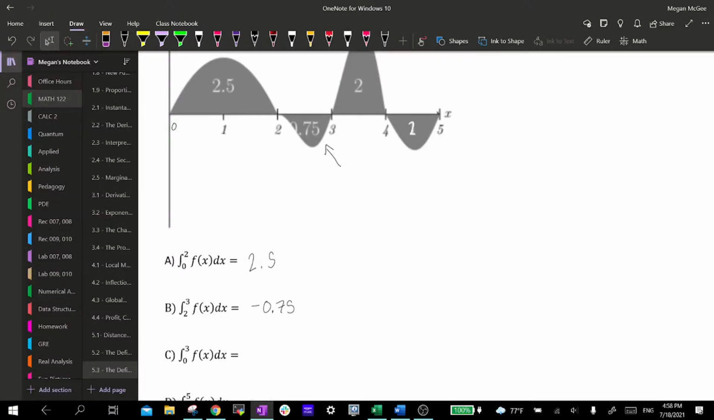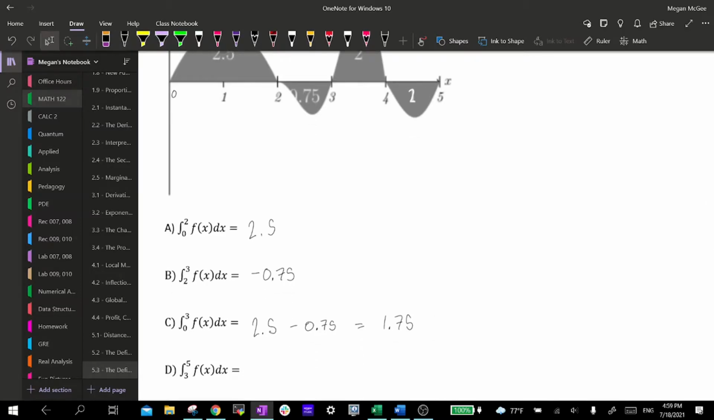Part C asks us what's the total area from 0 all the way to 3. So we need to count the area from 0 to 2, which we just identified in part A, plus the area from 2 to 3, which we just found in part B. So this is going to be 2.5 minus our 0.75. And we get 1.75. Okay.